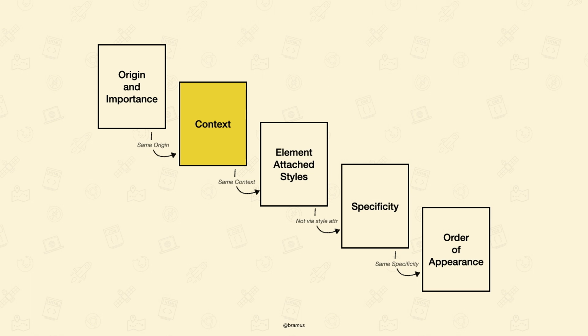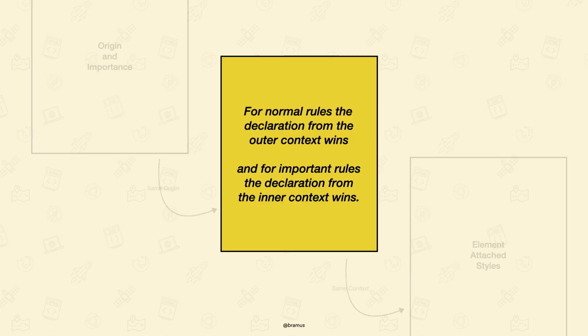Context. I won't go into details about this because this has to do with custom elements and shadow roots and stuff like that. But what you do need to know is, for normal rules, the declaration from the outer context wins. So the one from the outside wins from the style on the inside. And for important rules, it's reversed. Again, it's the flipping of the origin. The same thing happens here. If there's an important inside of a different context, then it will win from the outer context.